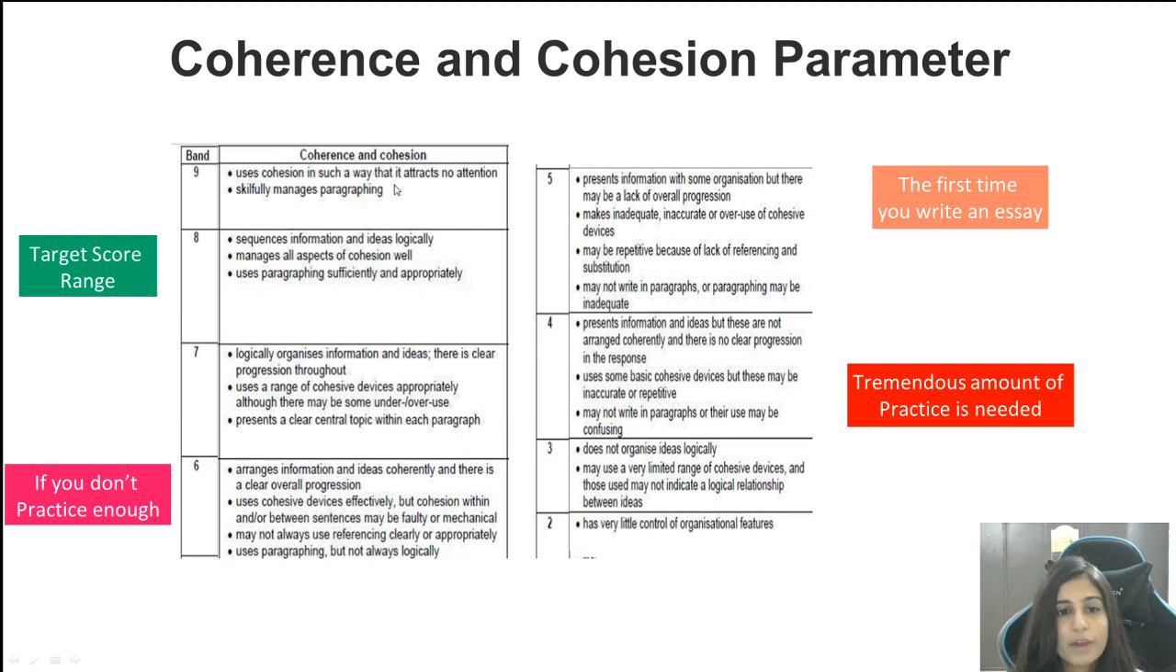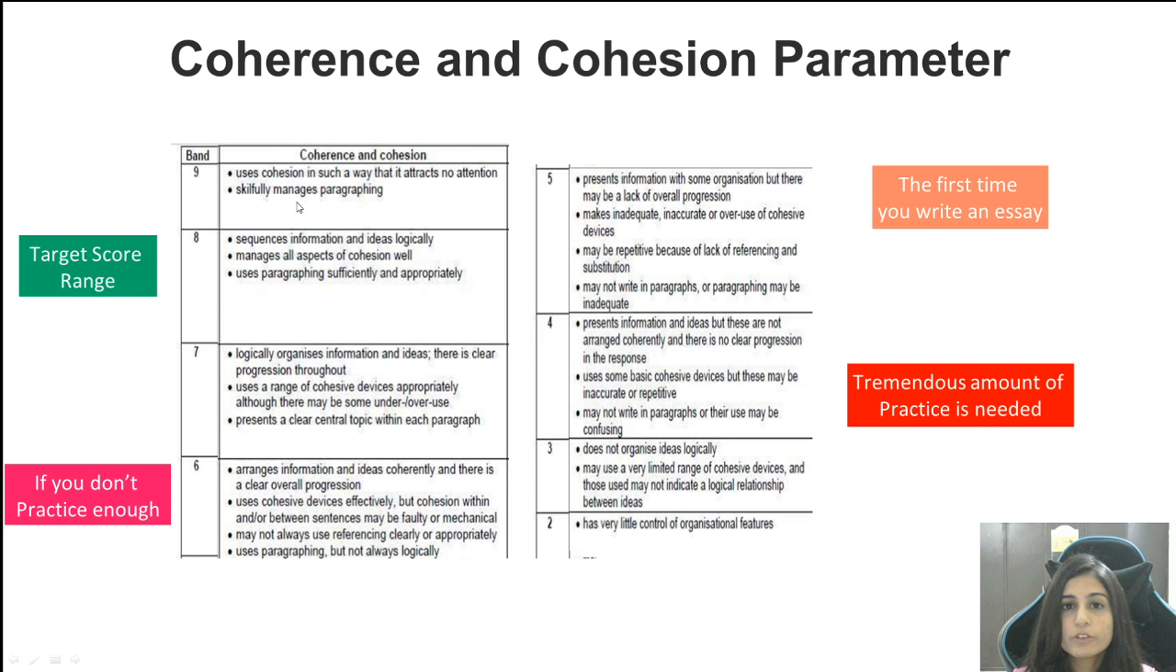Okay, that's the very first thing that you should follow to get 9 bands here. Second is skillfully manages paragraphing. So here you have to manage paragraphing well. You have to sequence your ideas in such a way that you paragraph them properly, and the reader or the examiner, when they're going through your essay, there shouldn't be any hiccups.